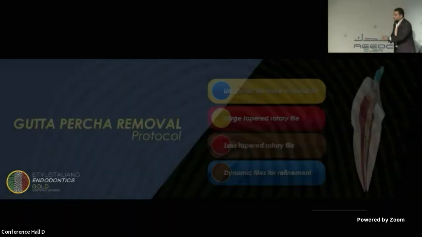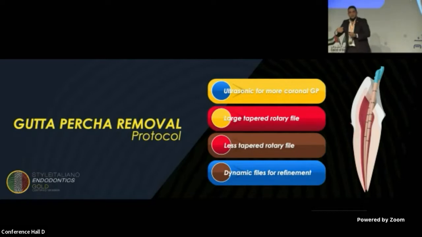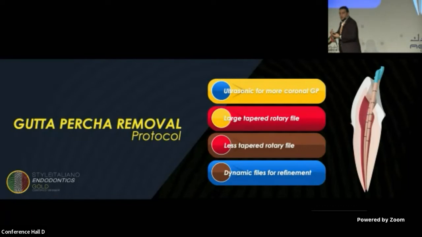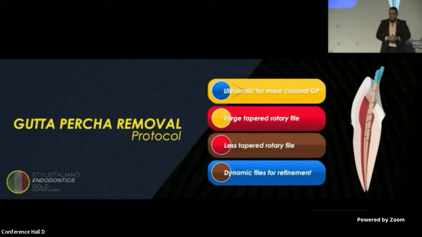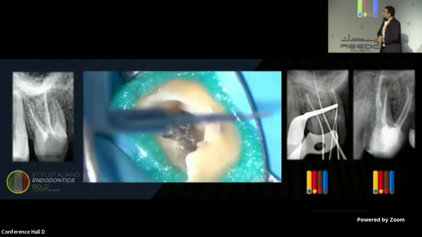Okay. For gutta-percha removal, this is my protocol for managing all the gutta-percha inside the canal. For the coronal portion, I'm using just ultrasonic tips. It will soften the coronal gutta-percha, followed by a larger taper file for the coronal and mid portion of the root. And for the apical third, I'm using less tapered files, followed by dynamic files. I'll show you how dynamic files work for removing gutta-percha now. This is the way I'm doing gutta-percha removal.